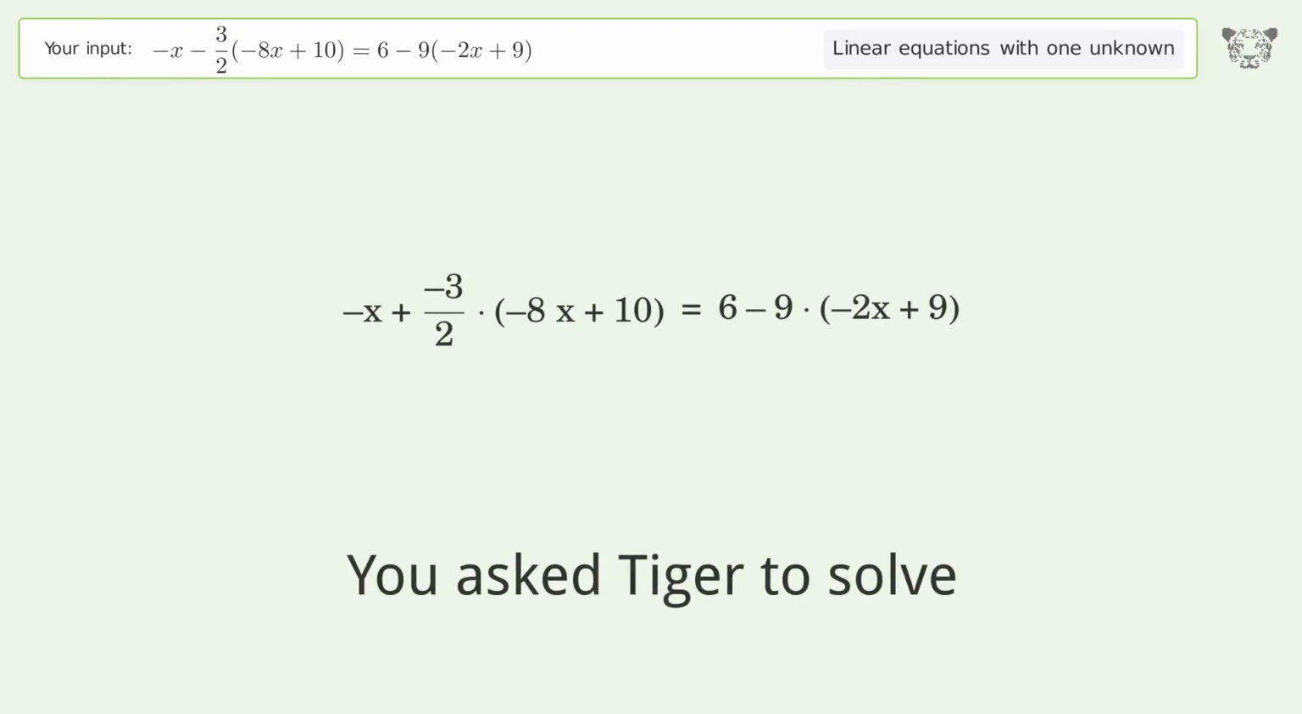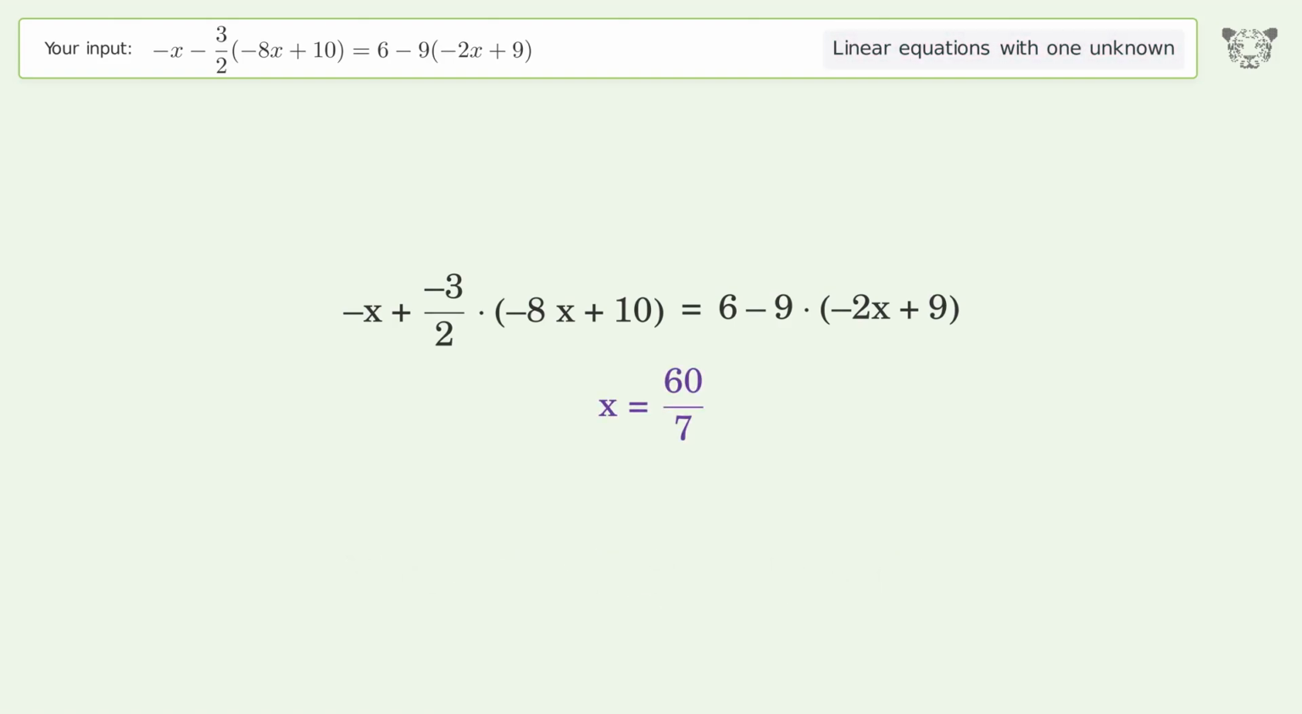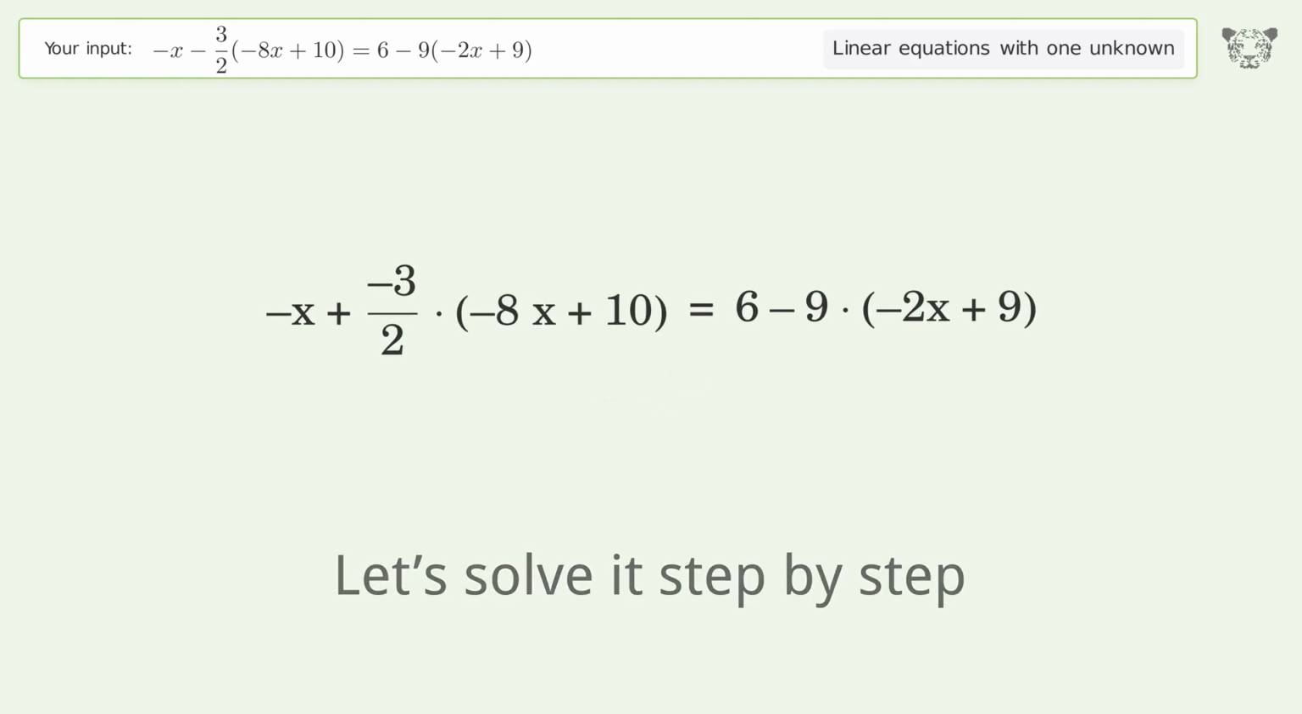You ask Tiger to solve. This deals with linear equations with one unknown. The final result is x equals 60/7. Let's solve it step by step.